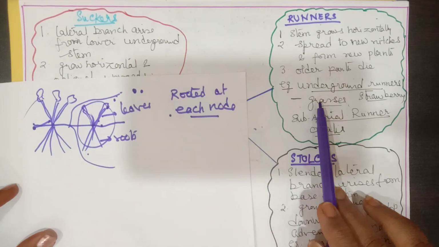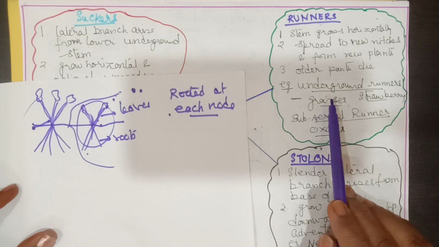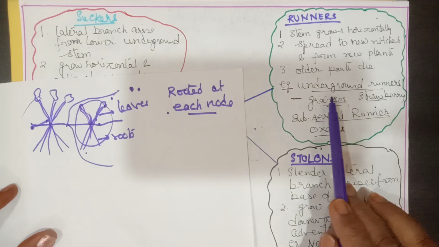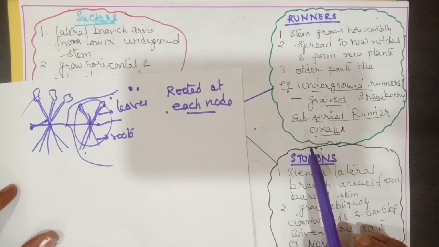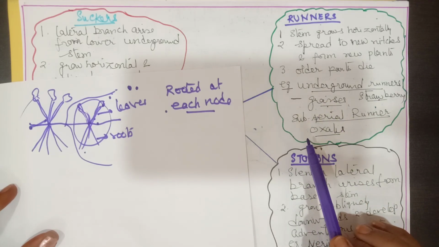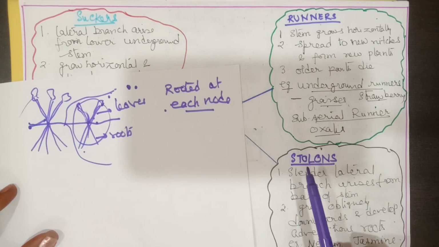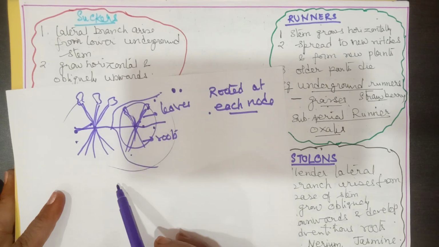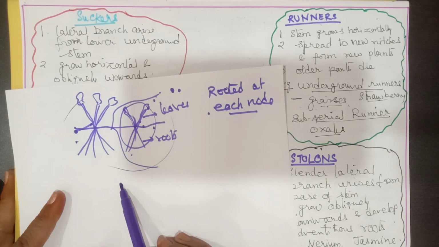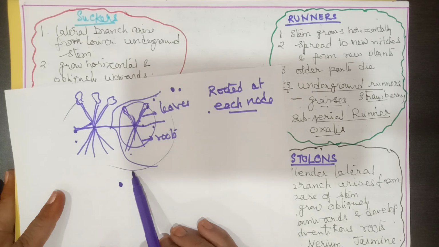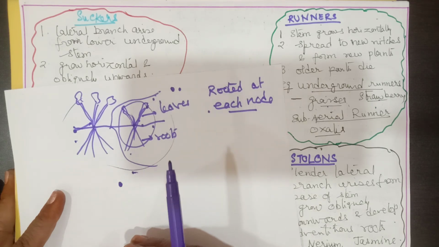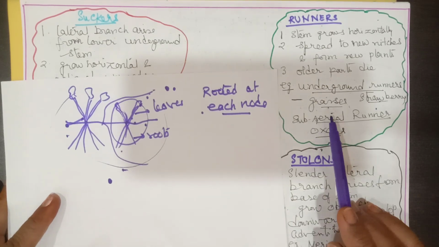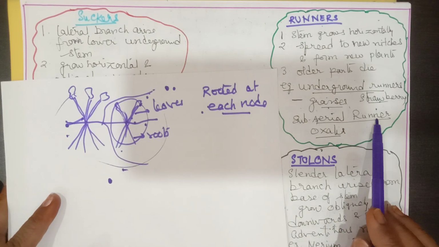Examples here I have given as two categories: underground runners like grasses and strawberry. I am taking examples as given in NCERT, so that the students will not have any confusion. Underground runner means the stem will be completely inside the soil. Only a very superficial part will come out, for example in grasses and in strawberry.